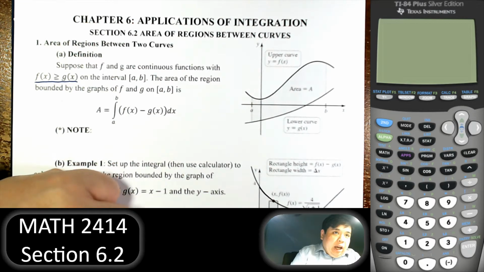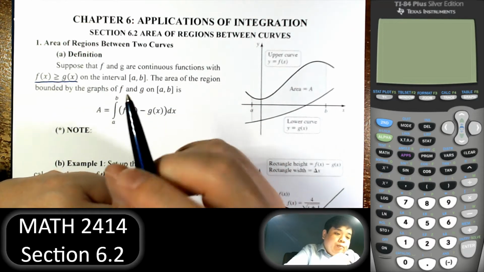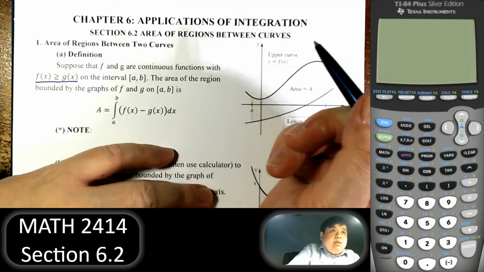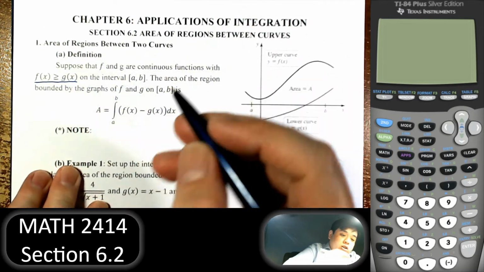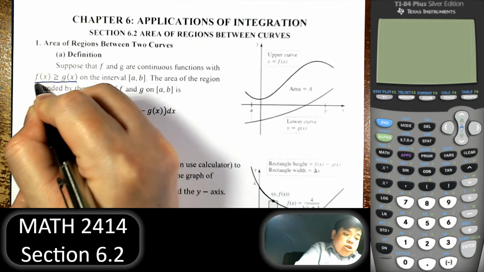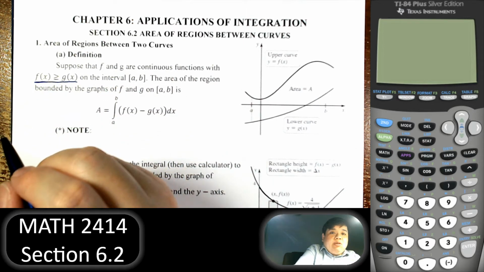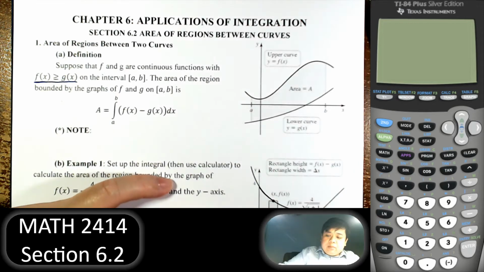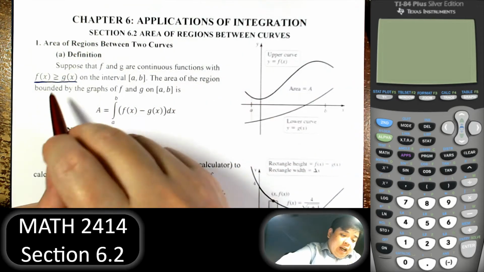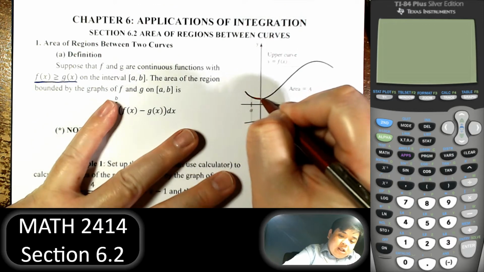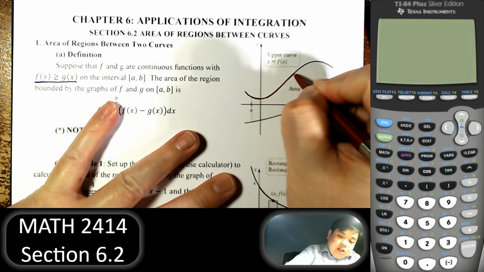Hi everybody, welcome to another video in Calculus 2, section 6.2, area between curves. So pretty much we have two functions and the functions are continuous. We have one function greater than or equal to the other function. So pretty much what we have is f of x is greater than or equal to g of x. So the function f of x is the function on the top.